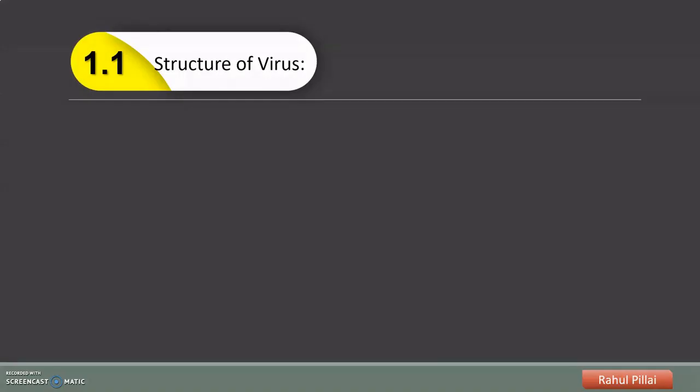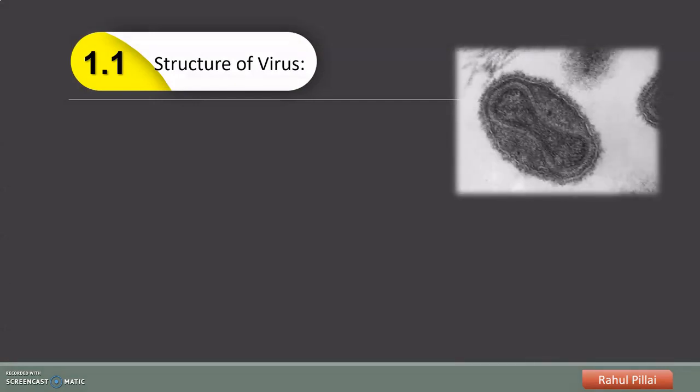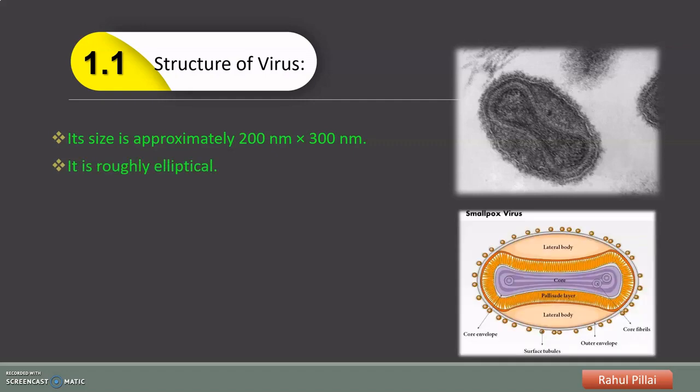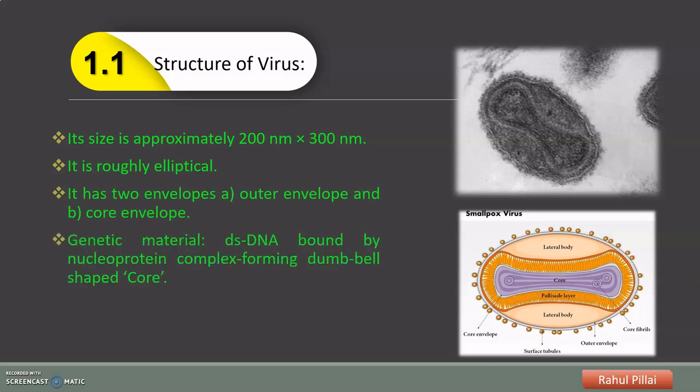Let's look at the structure of variola virus. What you see in this picture is an electron micrograph of the variola virus. Its size is approximately 200 nanometer to 300 nanometer and it is roughly elliptical. This second image is an artistic rendering of the virus depicting the two envelopes, the outer envelope and the core envelope. DNA is double-stranded and bound by nucleoprotein complex forming a dumbbell-shaped core.